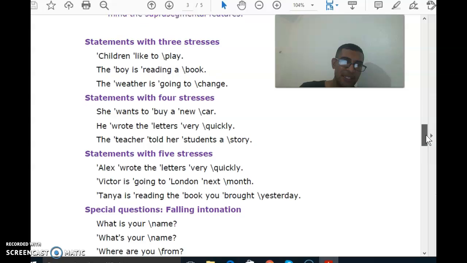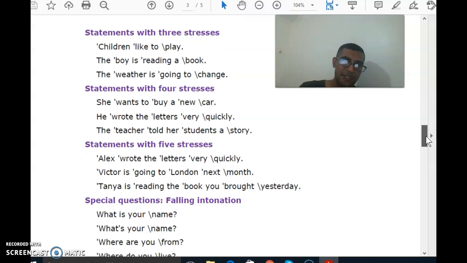A statement with 5 stresses. Alex wrote the letters very quickly. Victor is going to London next month. Tanya is reading the book you brought yesterday.